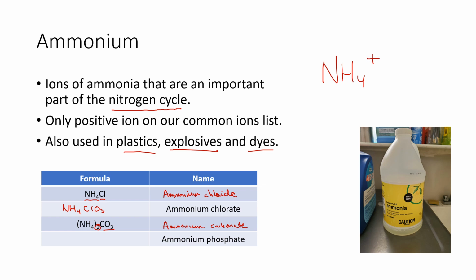And the last one here is ammonium phosphate. Ammonium, of course, is NH4 plus. Phosphate is PO4 3-, which means we're going to need 3 of these ammoniums to balance out that phosphate. So we'll put brackets around our ammonium, and we'll take 3 of them and attach that to a phosphate. There we go, our last ion.